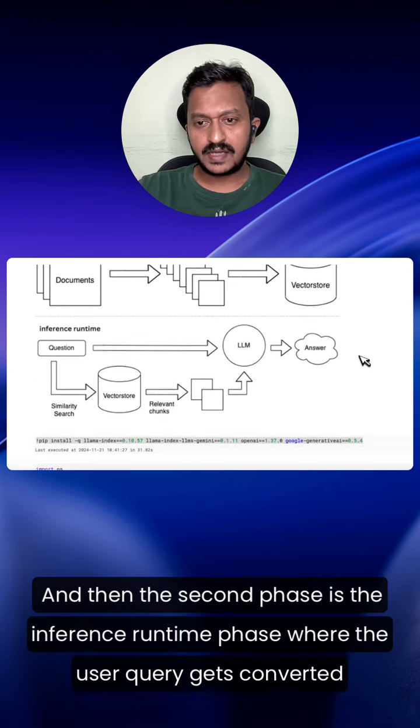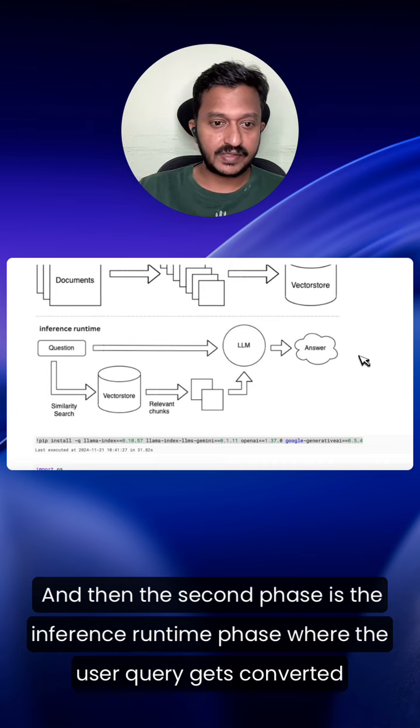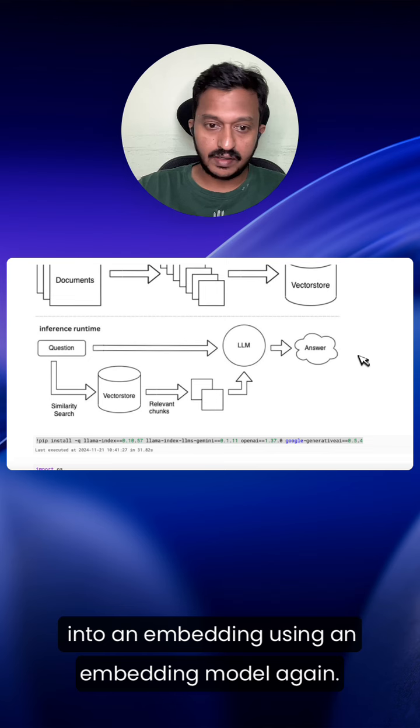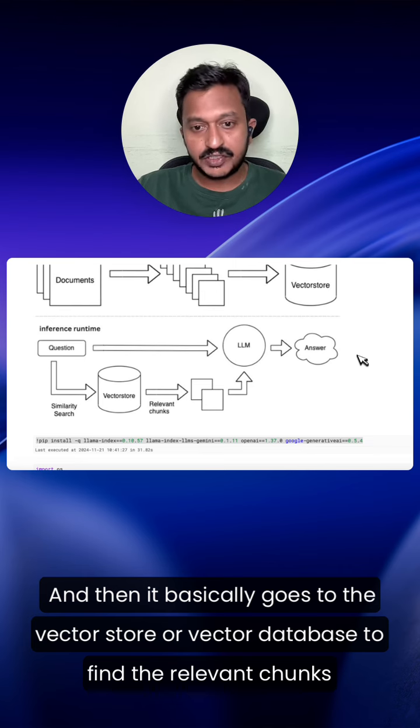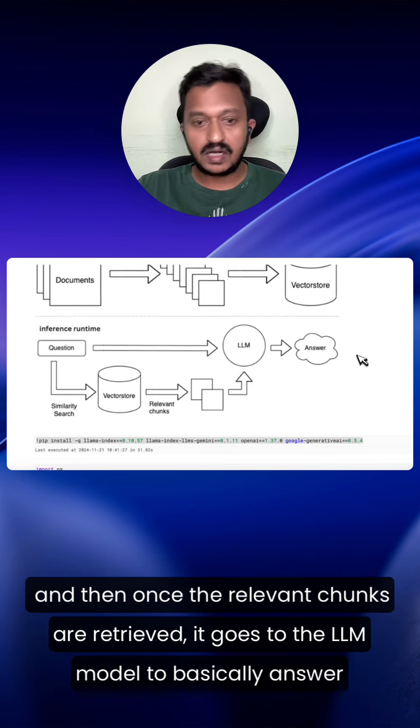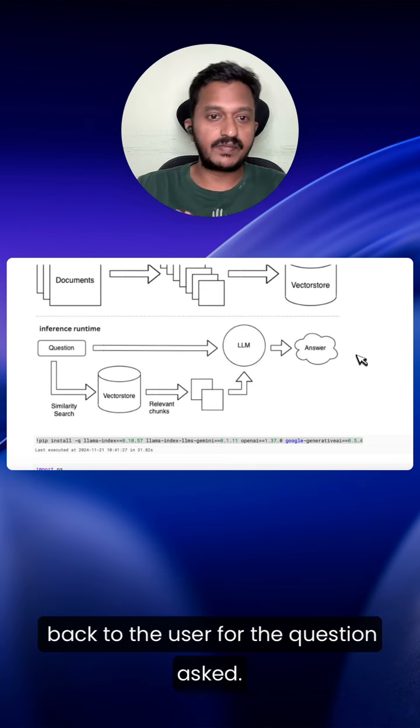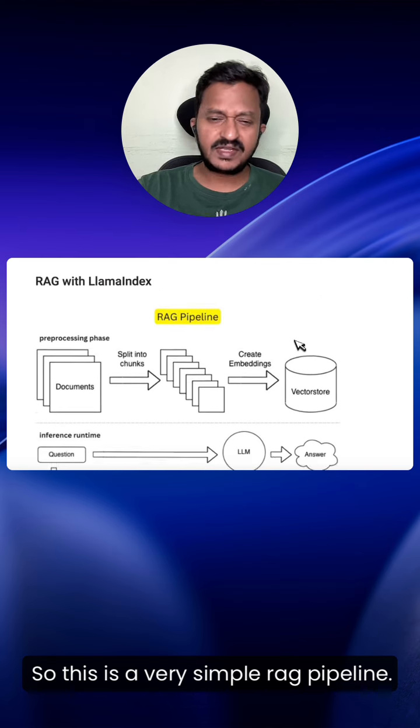And then the second phase is the inference runtime phase, where the user query gets converted into an embedding using an embedding model again, and then it goes to the vector store or vector database to find the relevant chunks. Once the relevant chunks are retrieved, they go to the LLM to answer back to the user for the question asked. So this is a very simple RAG pipeline.